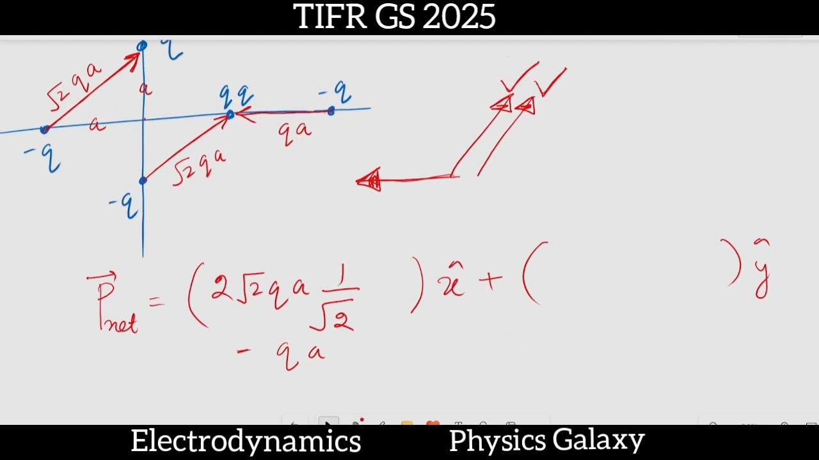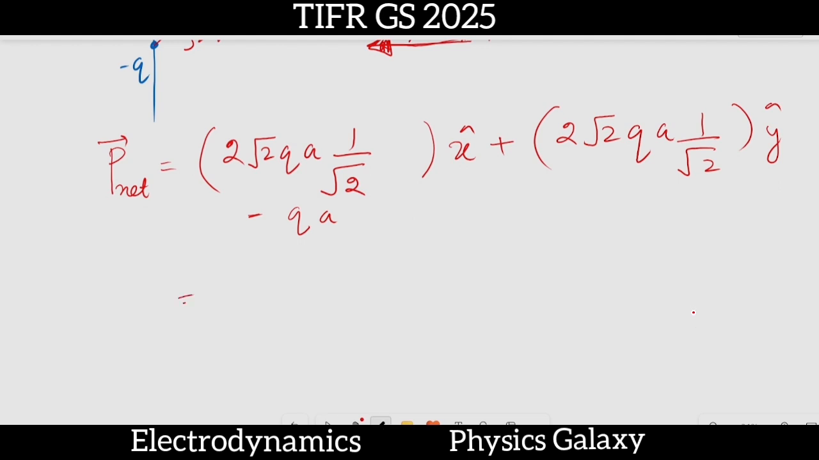Then what about the y component? The y component of this one will be 0, so only these two give a y component. That will be 2 root 2 qa cos 45, which is 1 by root 2. Root 2 cancels out. So p net will be qa times x cap plus 2qa y cap. So this is our p net.